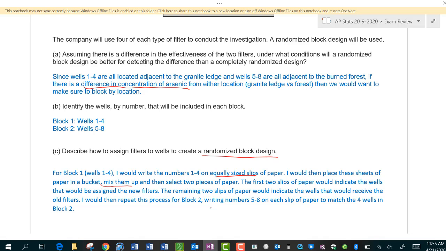I know it might seem silly, but you want to really include that equally sized slips of paper that you're mixing up. Another way to go about this would be to use a coin. So let's say in block 1, you flipped a coin for each of the wells, heads being the new filter, tails being the old filter. And you could do this for each well one at a time until you receive 2 wells that would receive either the new or the old filter. So let's say you get heads, then I would stop, and the remaining ones would get the old filter.